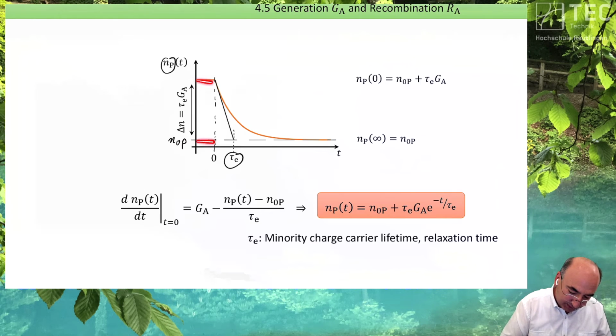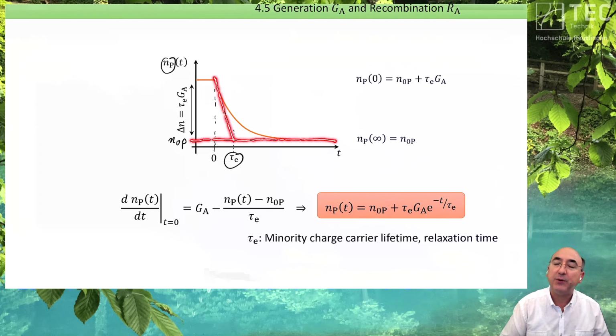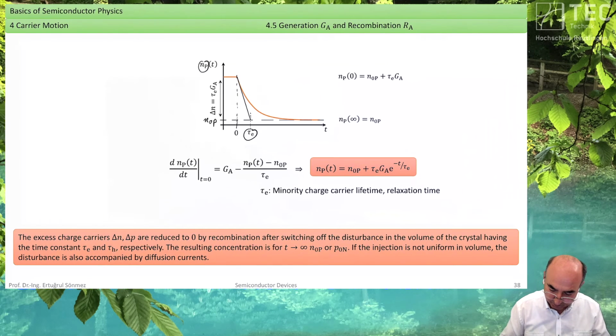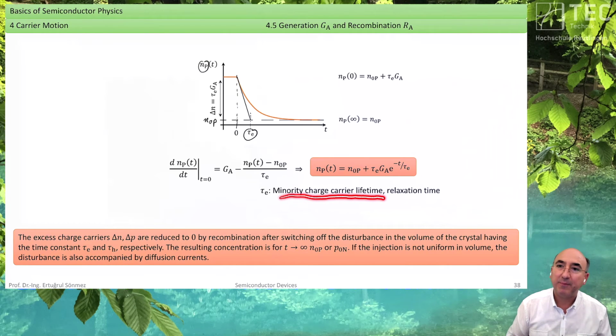So we have had this excess concentration. This excess concentration was a function of the generation rate, and the time constant was the intersection point of the slope of the tangent with the equilibrium concentration if we don't have any disturbance. So this time constant is called relaxation time or minority charge carrier lifetime.